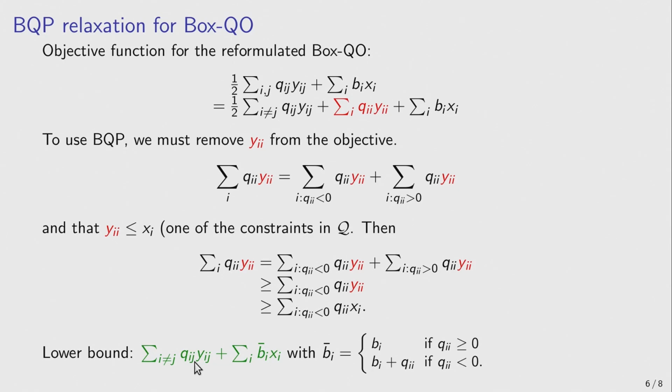Because now it only contains terms Yij with i different than j, and Xi, where the coefficient now is b bar, where b bar is simply equal to, well, for all the treatment we did here, it should be obvious, but it's equal to bi itself if Qii is greater or equal than 0, simply because we didn't have the corresponding Yii term. And it's equal to bi plus Qii if instead Qii is less than 0, because we needed to take into account within this summation.